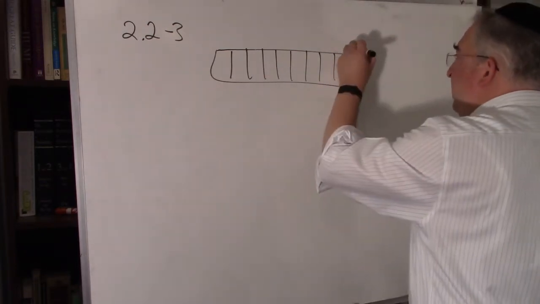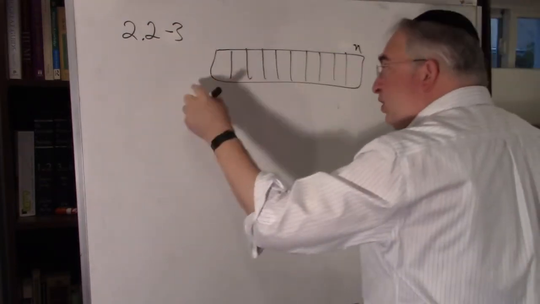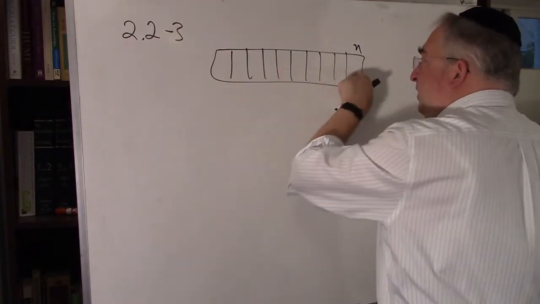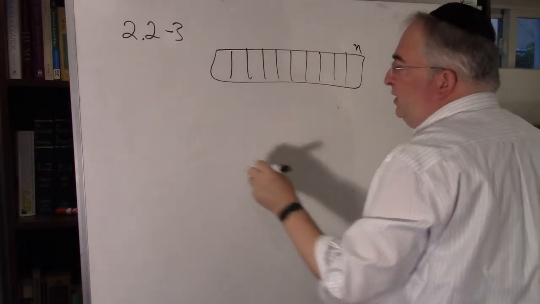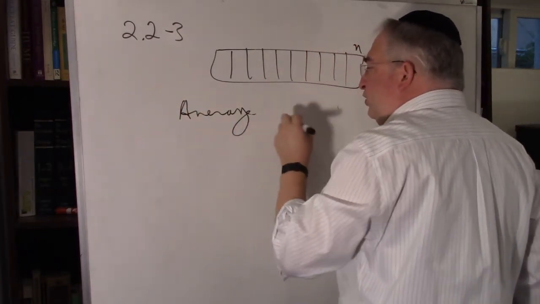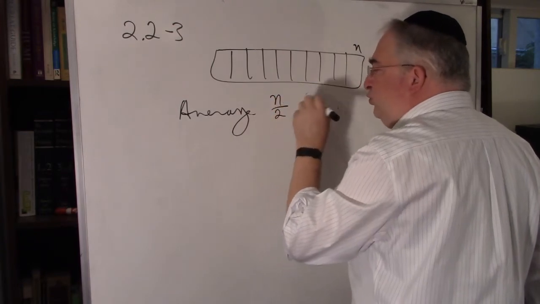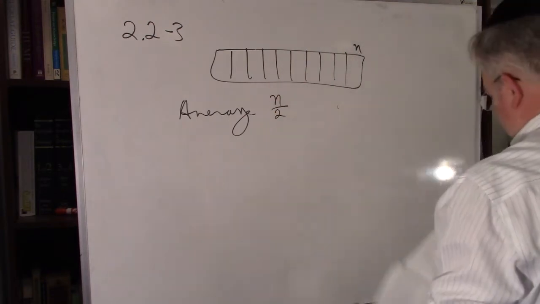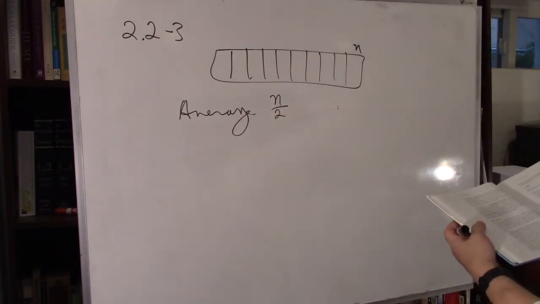So if you have n elements in the array, the element you're looking for might be here, it might be here, it might be here, etc. So on average, you're going to do n over 2 searches. The minute you find it, you stop.